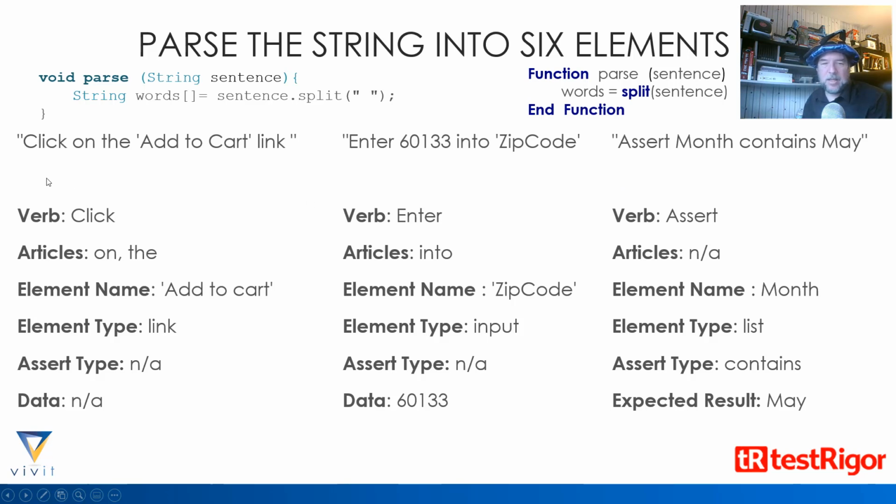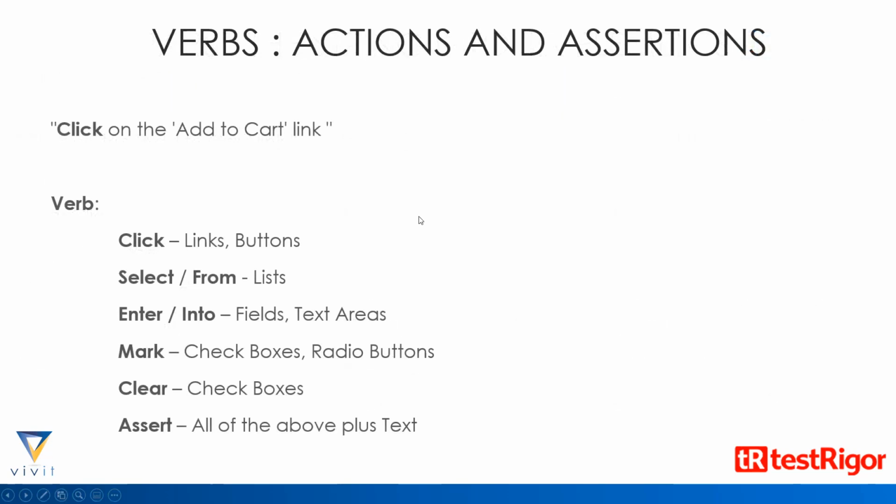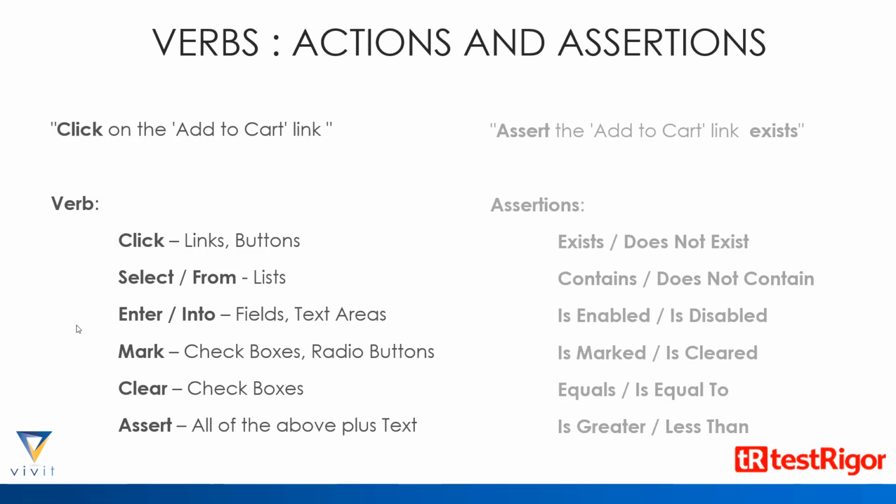So let's take a look at individually what gets broken down when we go through this. First of all, we have clicking on the add to cart link. So this is a verb. The first word always is a verb: a click, a select, enter something into a field, marking check boxes and radio boxes, clearing them, and asserting some sort of value. Now that's where we get a little bit tricky, because asserts will have a couple of different things we might want to do. Like an assert might say, let's see if something exists or doesn't exist.